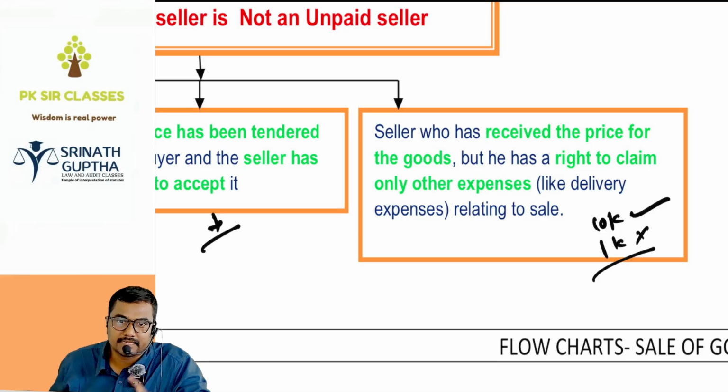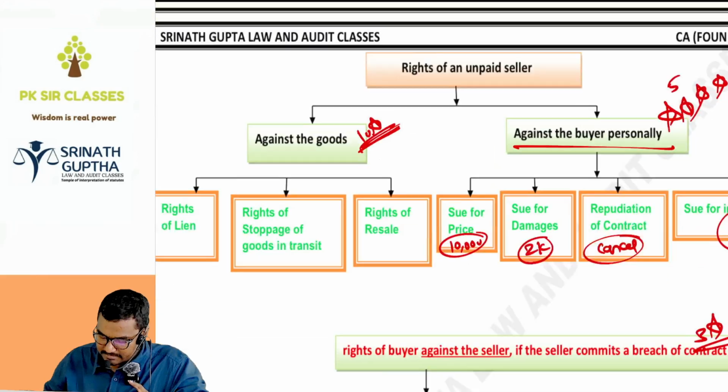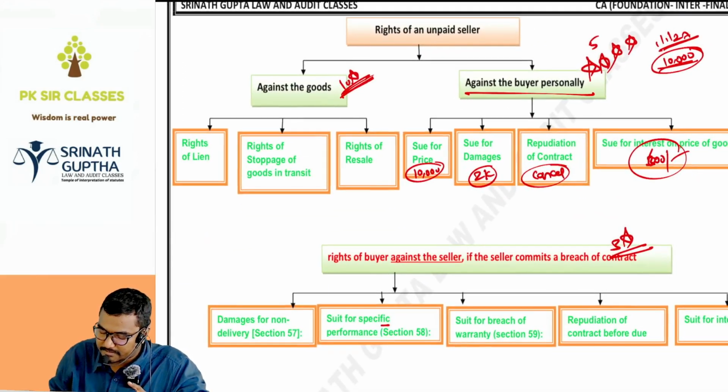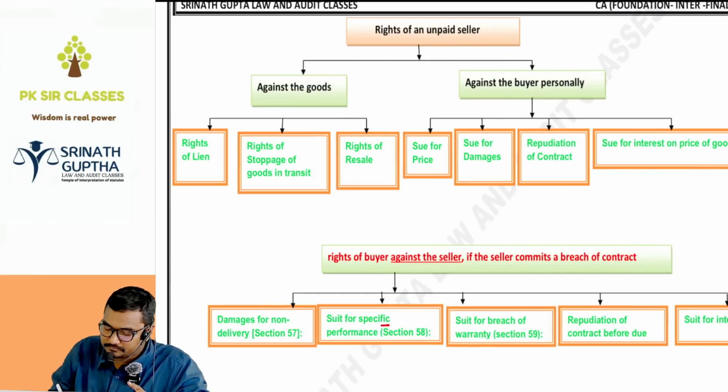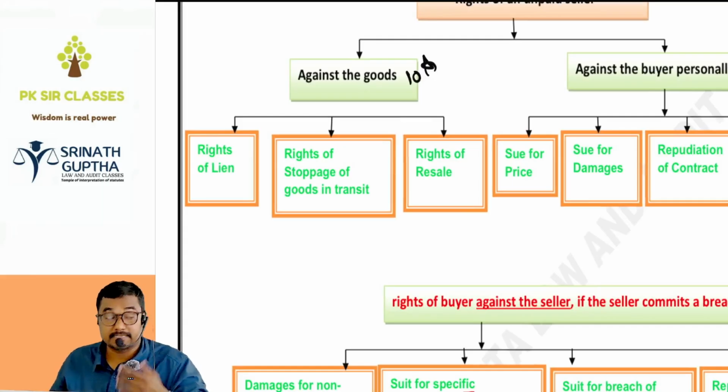Then it is only for the goods, not for the other expenses. Next, we discussed rights of unpaid seller against the goods and against the buyer. So, goods of unpaid seller, rights of unpaid seller.